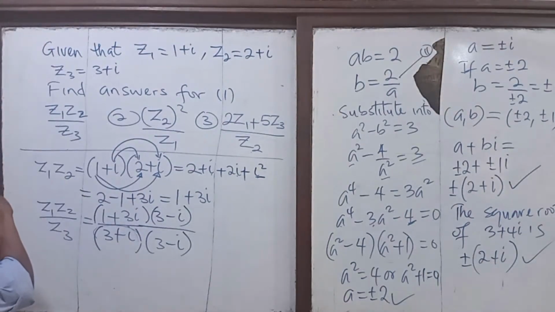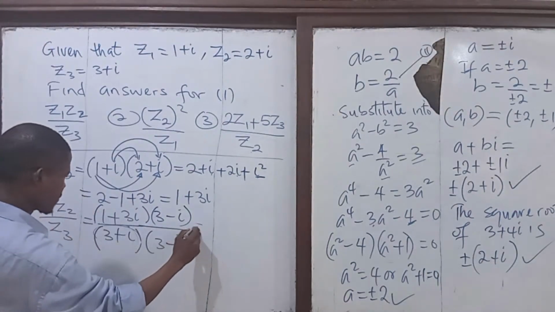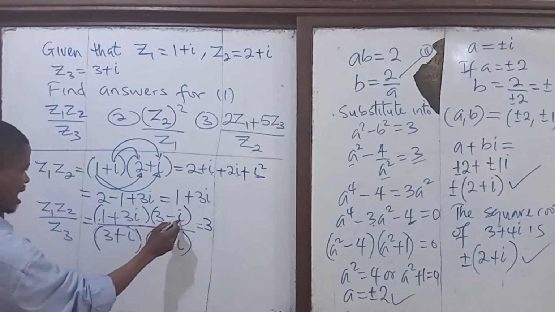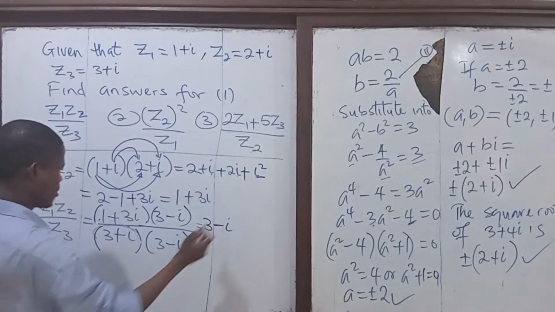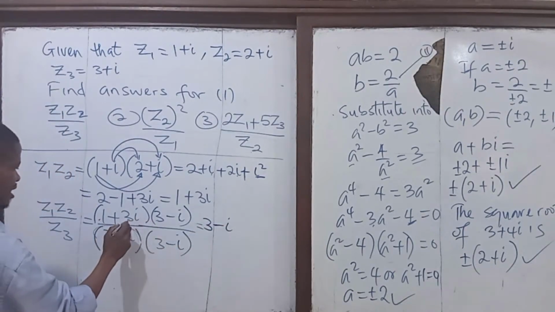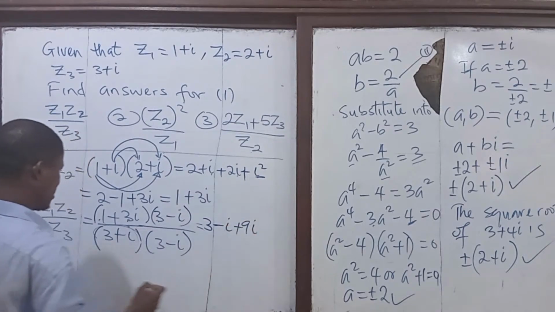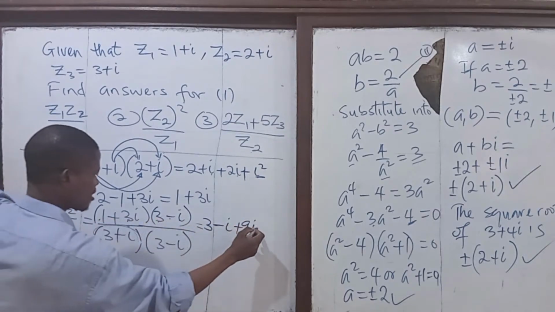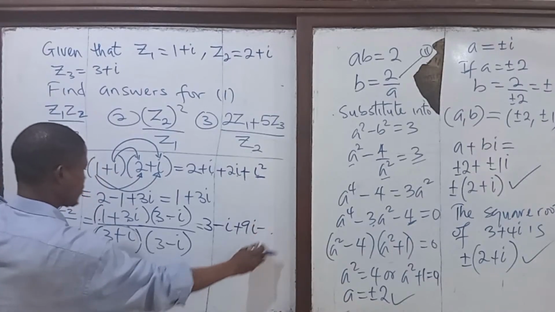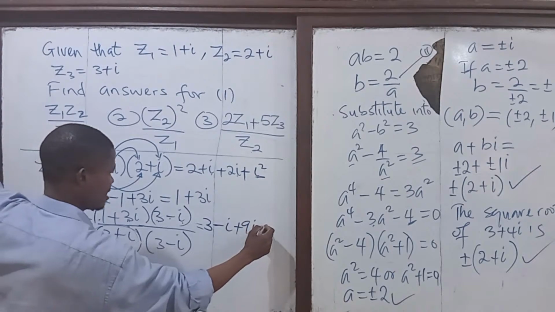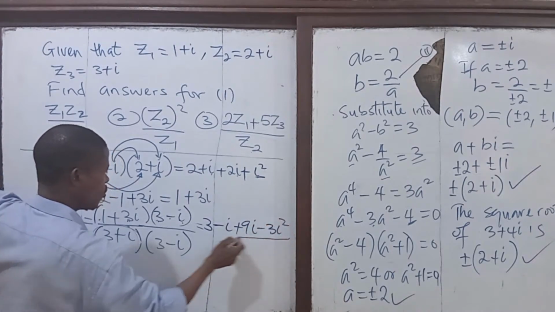So let's do the expansion. 1 times 3, that's a 3. 1 times i, that's a minus i. Okay, 3i times 3, that's a plus 9i. And then plus times minus, that's a minus. And then 3i times i, that's 3i squared.